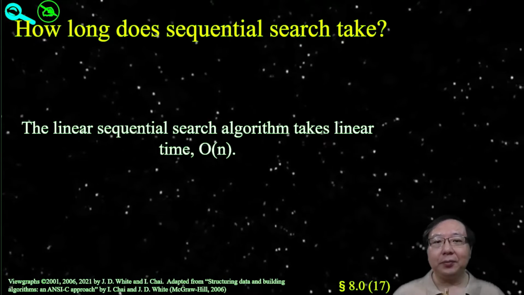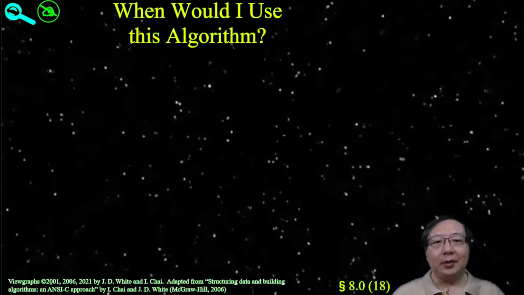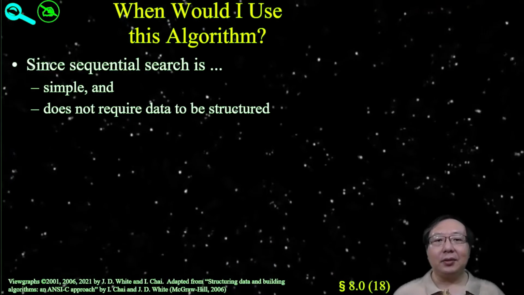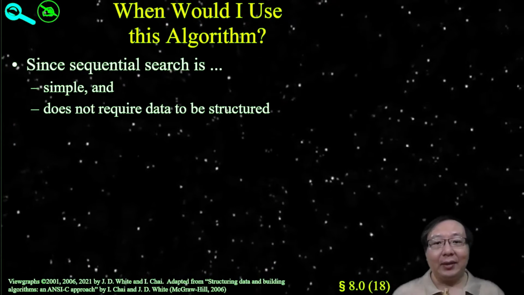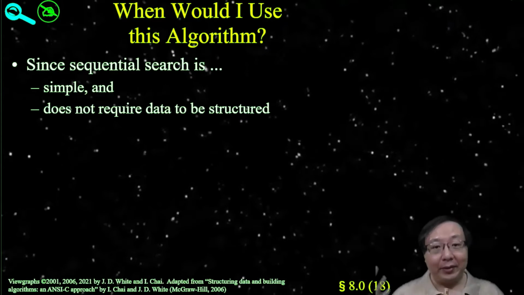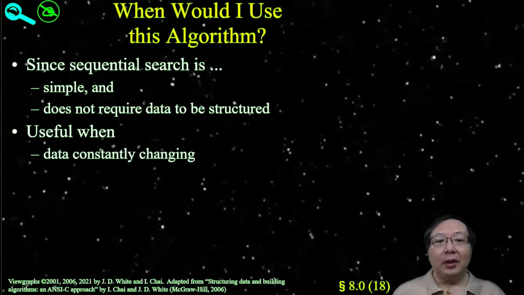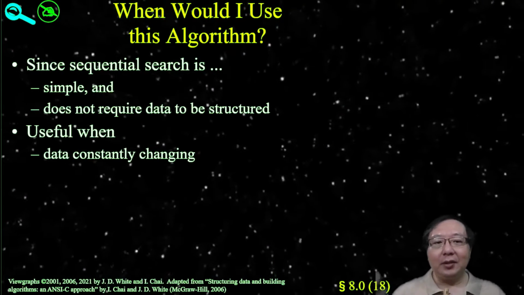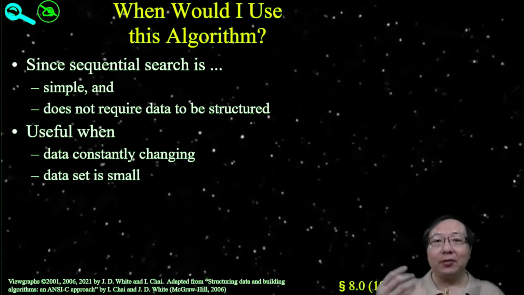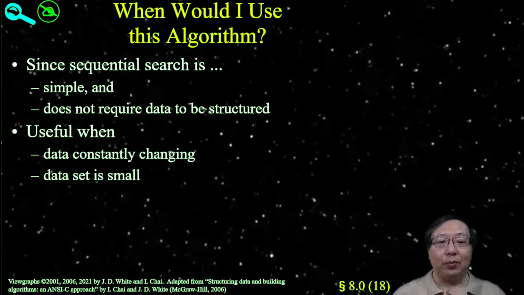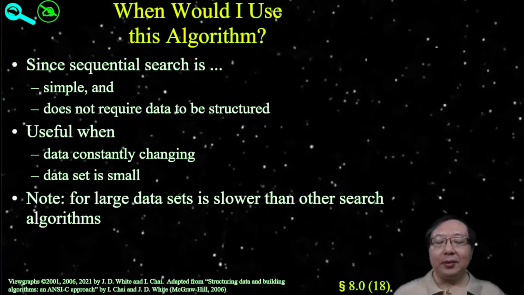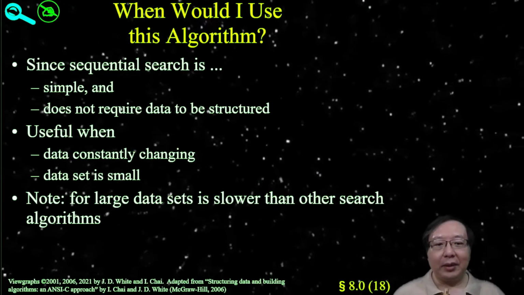to finish the search. So when would I use this kind of simple algorithm? Since the sequential search is simple and the data does not need to be structured. It doesn't have to be in order. It can be in any random order. I just search through one by one until I find the thing I'm looking for. So it's useful when the data is constantly changing, like things are always coming in and going out, and if the data set is small, because if it's very big, then it'll take a long time, just like as we saw with Anthony. So there are other search algorithms that are faster, which we will learn after this.